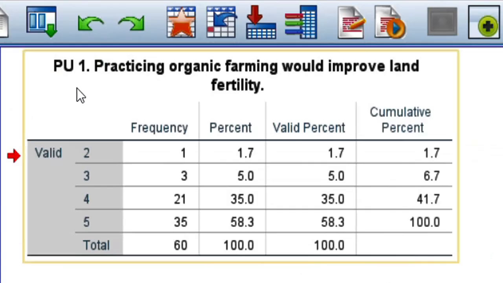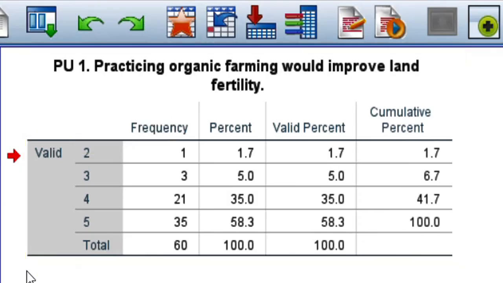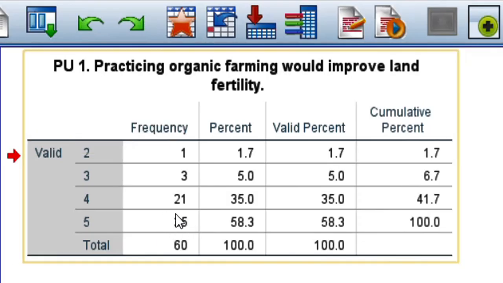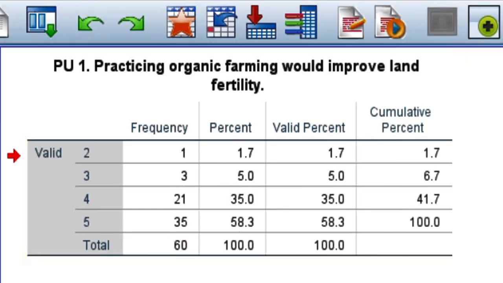In this example, the perception is that practicing organic farming would improve land fertility. On the Likert scale, 35 respondents out of 60 strongly agree with this perception, and the percentage of this is about 58.3. In this manner, you can calculate the frequencies and percentage. Frequency helps in summarizing the categorical data and it detects unusual observations and missing values.